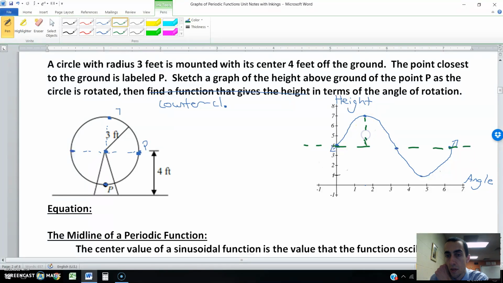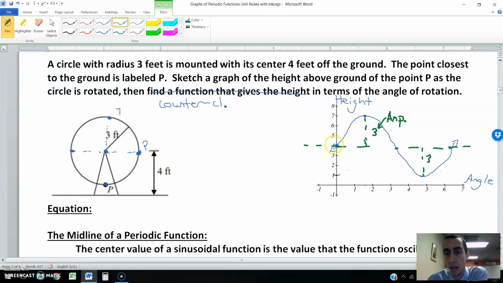Also point out that from this midline, the distance between the top of the graph and the midline is 3 units. And the distance between the midline and the bottom of the graph is 3 units. And this 3 units, this 3 here, is our amplitude for the graph.